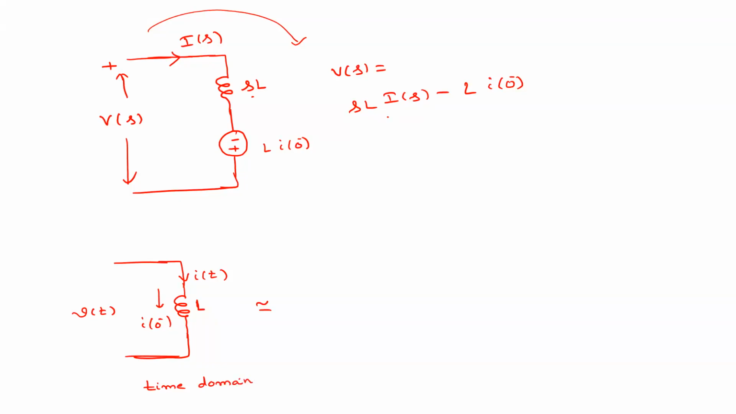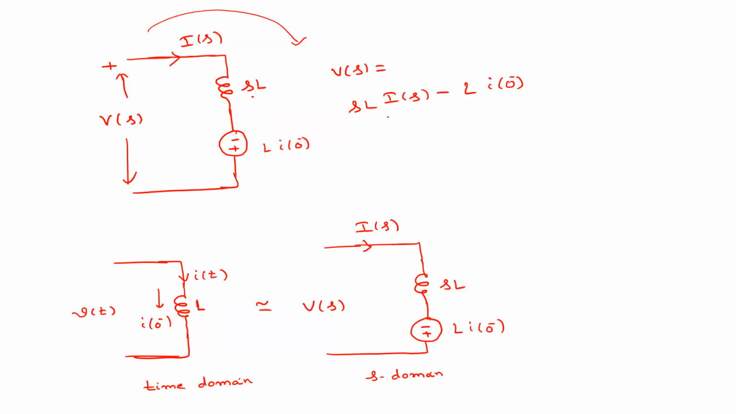So what is its equivalent circuit in S domain? It's simple. So this now, V of s. What is the value here? L will become s into L, and this current will become I of s, right? And what is this voltage? That means this is L into I of 0 minus. Understood?